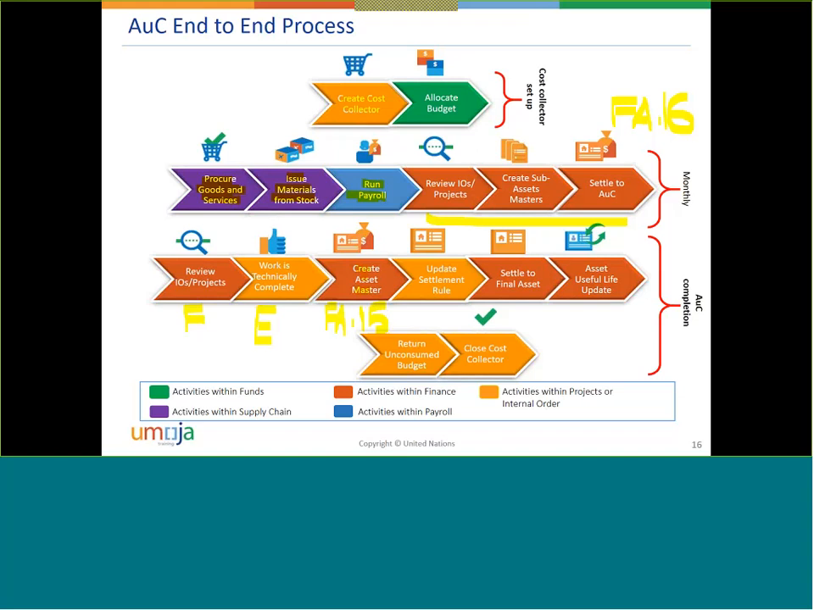Update of settlement rule again is finance. Final settlement is finance. Asset useful life update is FA 15. And we have the last two steps: return to budget, which is FM officer, and closing of the cost collector. That I understand it has to be engineering or finance.